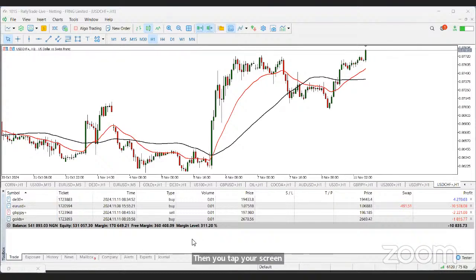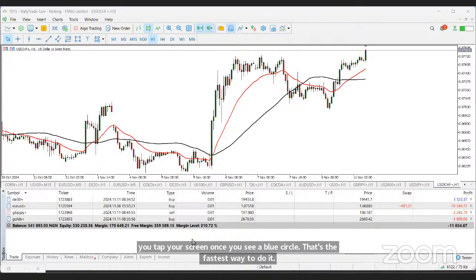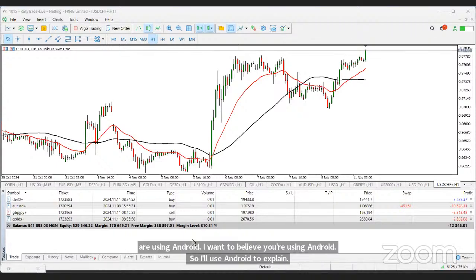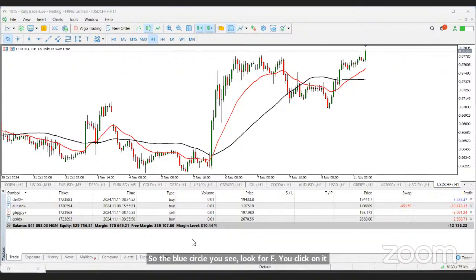That blue circle you see depends on whether you are using Android. I want to believe you are using Android, so I will use Android to explain. The blue circle you see, look for F. You click on it. When you get the F, you scroll down and you see your chart page. You will see the option for main chart, so you use the one for main chart and then you click on F plus on that main chart. Clicking on F plus is to add an indicator to the chart.